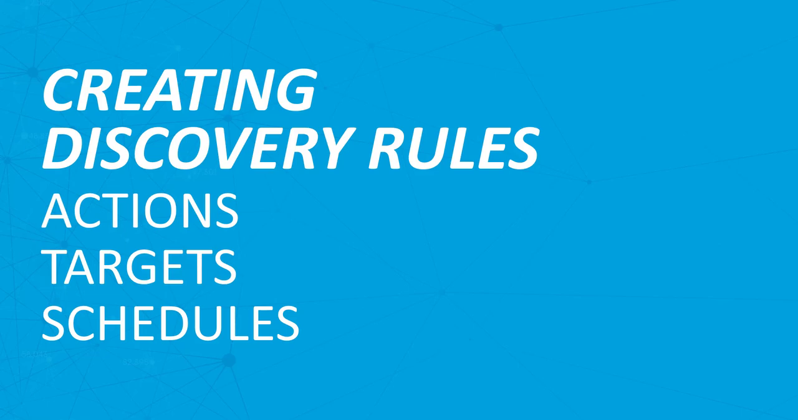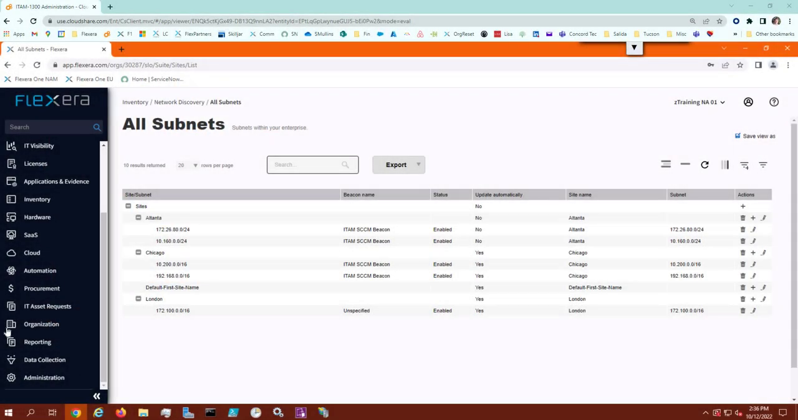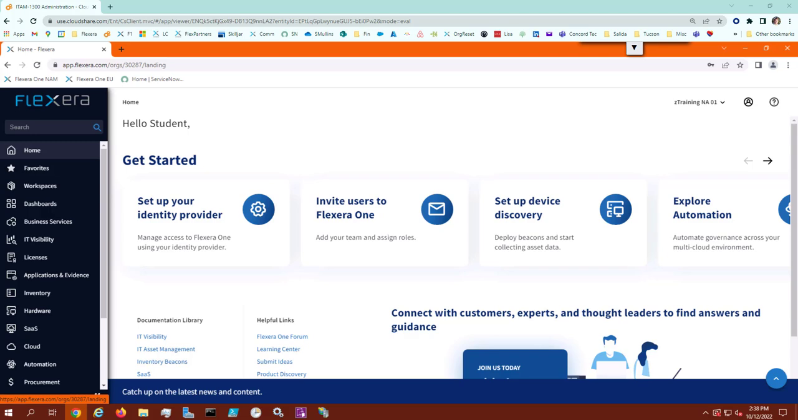Now that we have our password manager with the right credentials and our subnets are assigned to a beacon, we can create some discovery rules to tell it what to do. To do that, we'll go to data collection, IT asset inventory, tasks, and discovery and inventory.